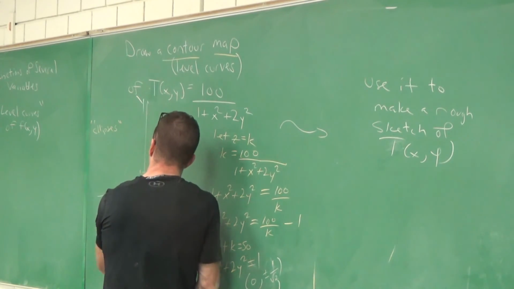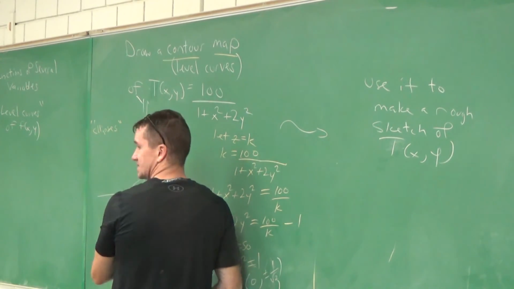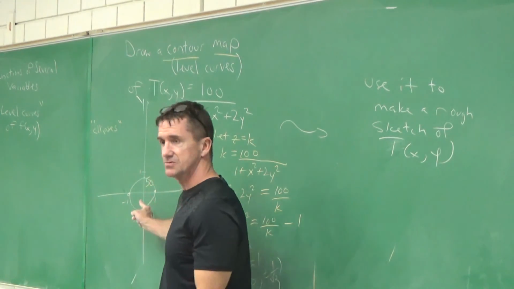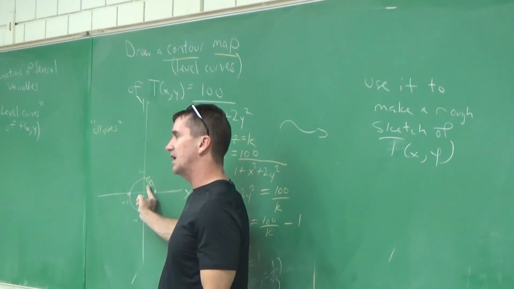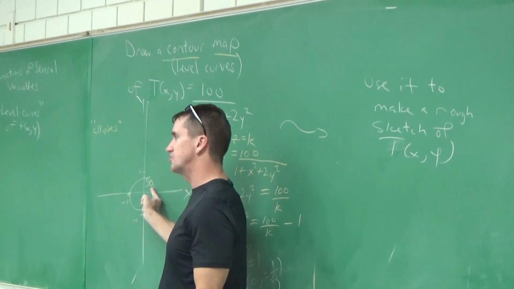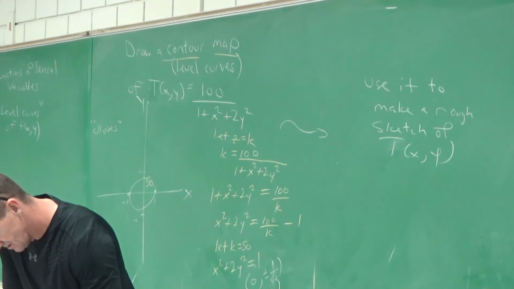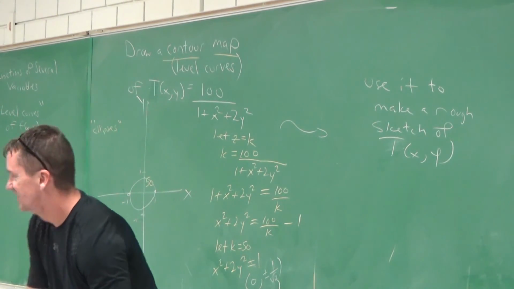And I'm going to label it. What's the k value? 50. These are isothermals, the temperature of the thin plate. Any point along here, the temperature is 50 degrees. Is this Celsius? They didn't say.